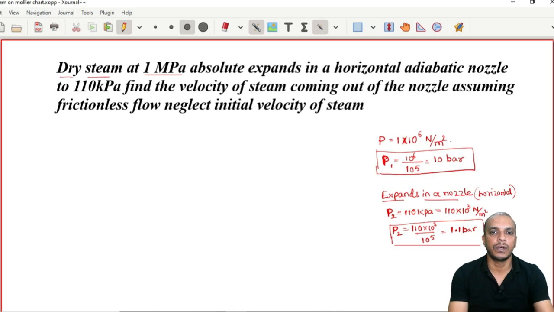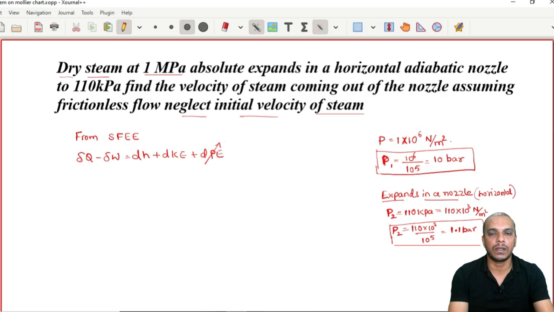Assuming frictionless flow, neglect the initial velocity of the steam. So, it is also told that you can neglect the initial velocity of the steam. Before we solve the problem, let us do a derivation for the velocity of the steam. From the steady flow energy equation, we know that heat transfer minus work transfer is equal to change in enthalpy plus change in kinetic energy plus change in potential energy. And it is mentioned that it is a horizontal nozzle.